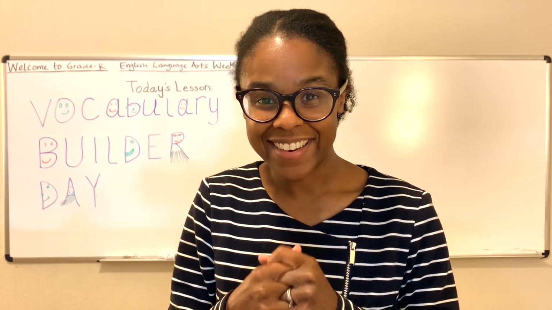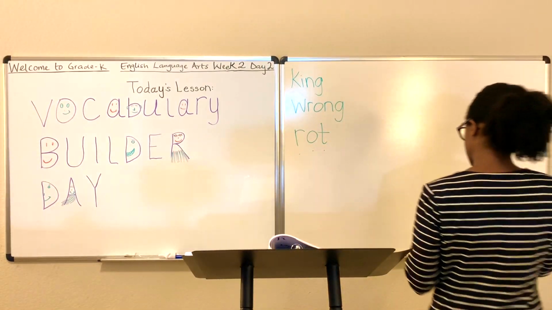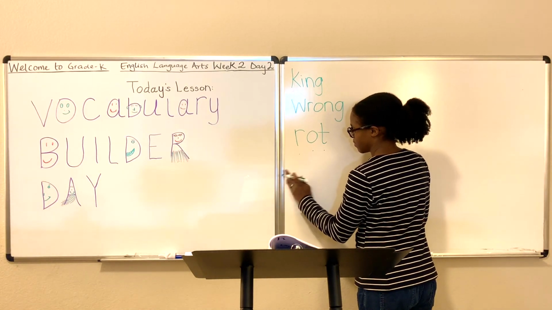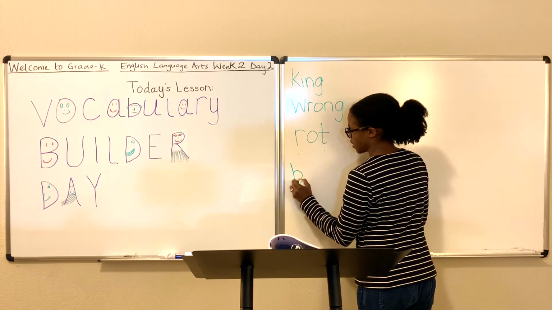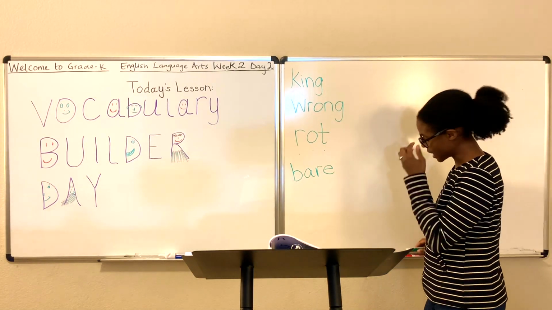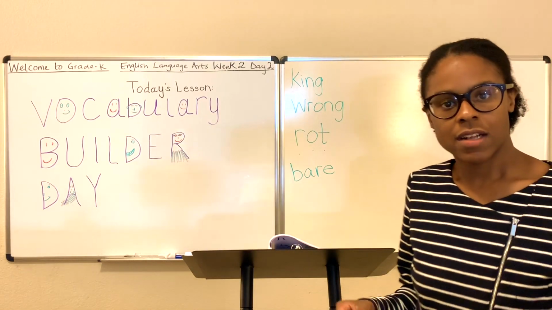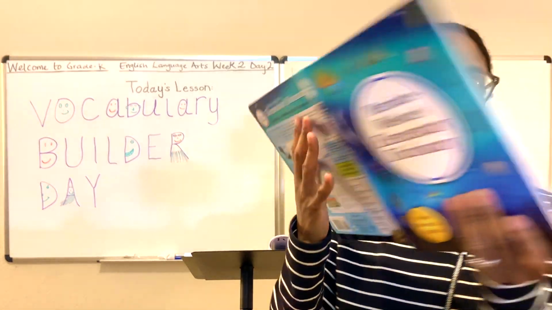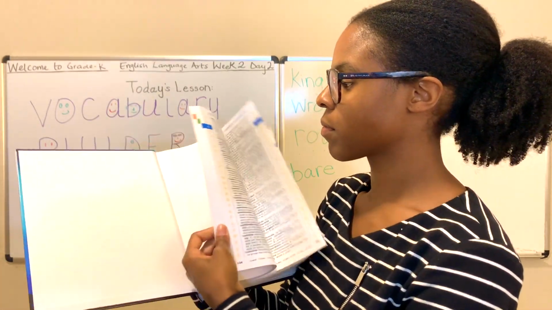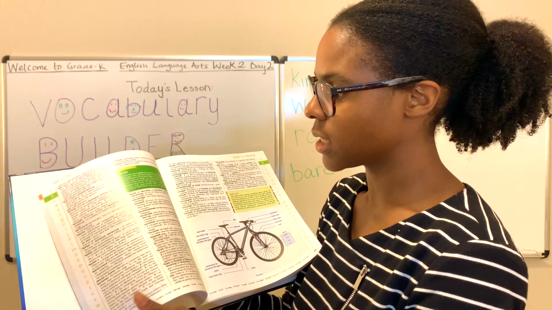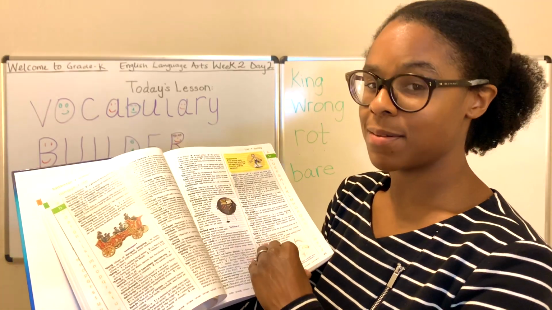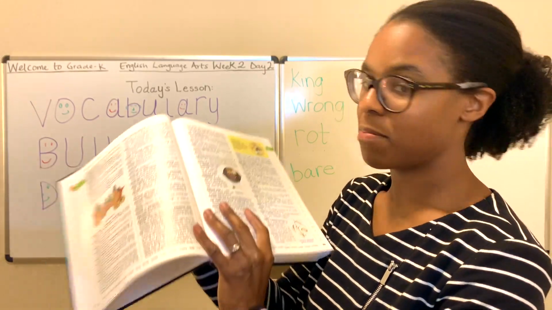Okay, let's try another word. Here's the word we're going to use this time. It's called bear. Let's find out what it means to bear. B-A-R-E. So let's go over to the B's. And then once you get to the B's, you'll just want to find B-A, then B-A-R, and then B-A-R-E.